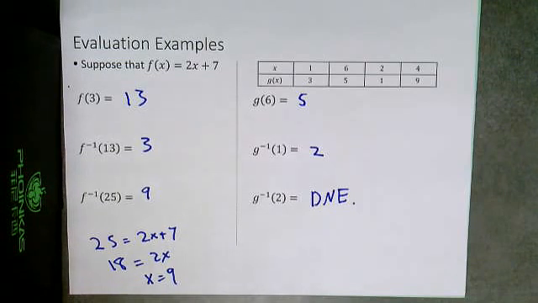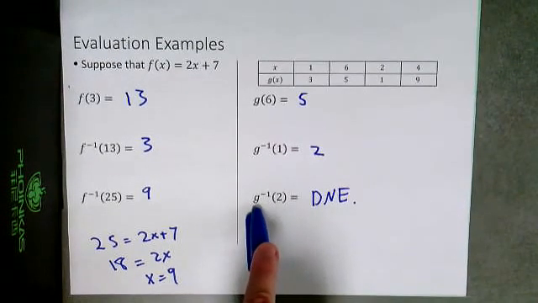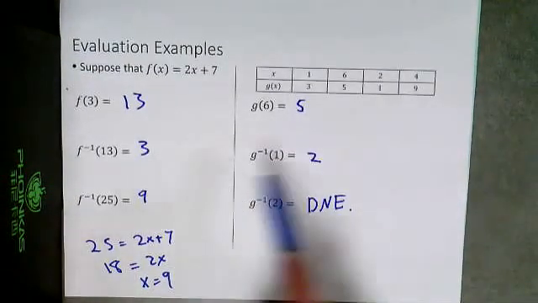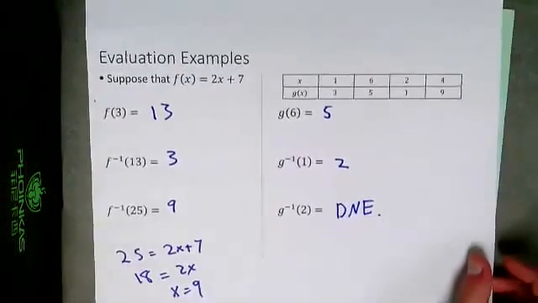It goes back to that one slide. The inputs of one function are the outputs of its inverse. So the input of the g inverse function is the output of the g of x function. G of x does not have a 2, so that does not exist.